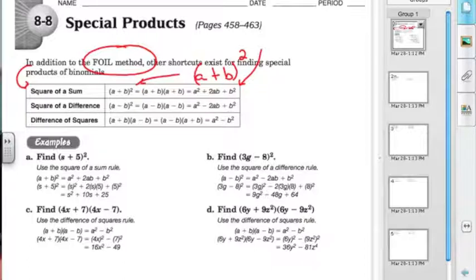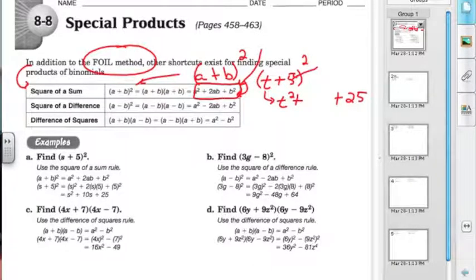A situation of that nature would be if you had something like t plus 5 squared. The formula right here tells you that you take the first piece of that binomial, so it would be t, and you square it. So you're going to get t squared. Then, at the end, you have b squared. So you take what's over here, and you square it. So you'd get plus 25.